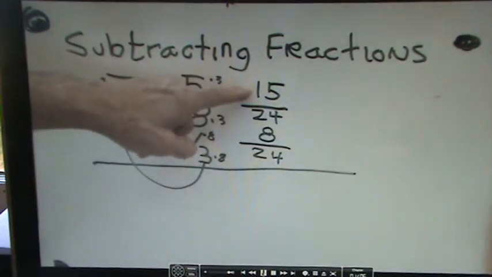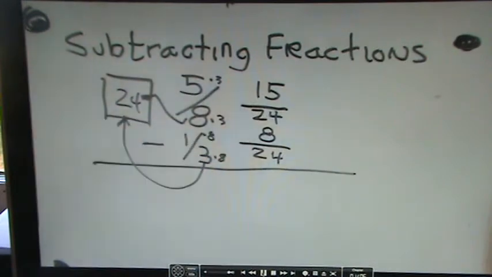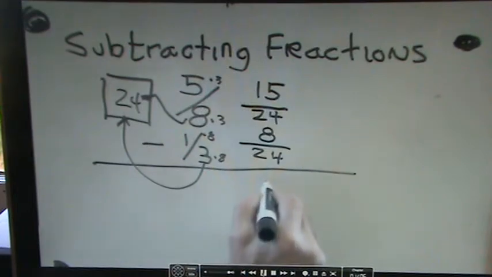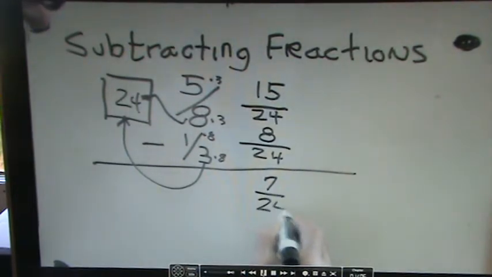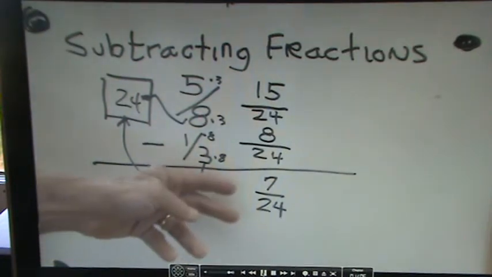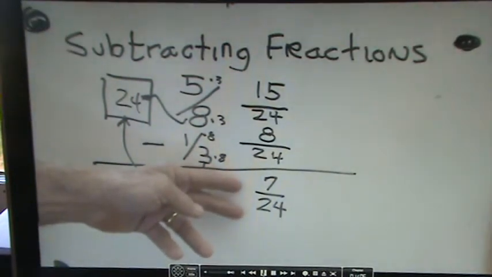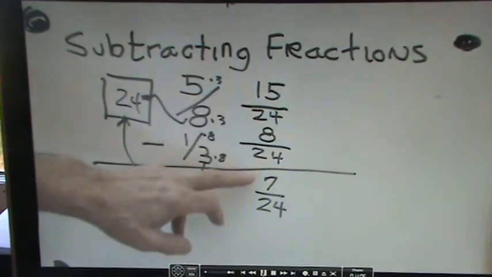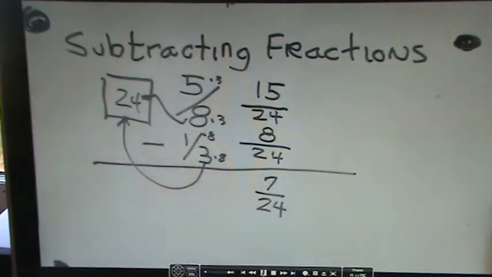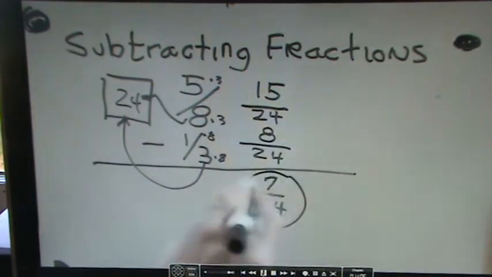15 minus 8, 15 take away 8, gives me 7. 7/24. This is a proper fraction, and it is in its lowest name. This is an odd number, that's an even number. So that fraction is in its lowest name, so that's our answer, 7/24.